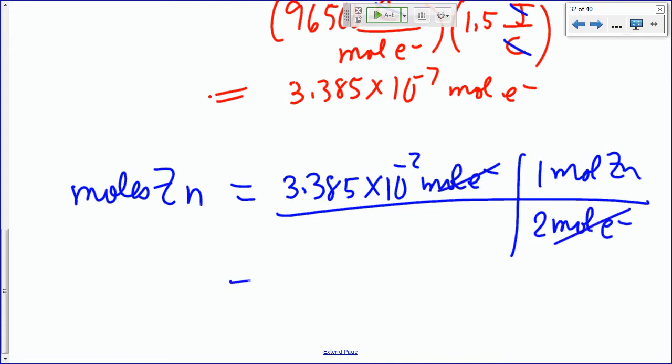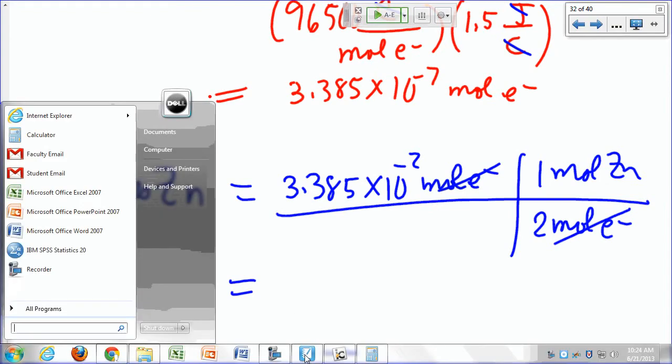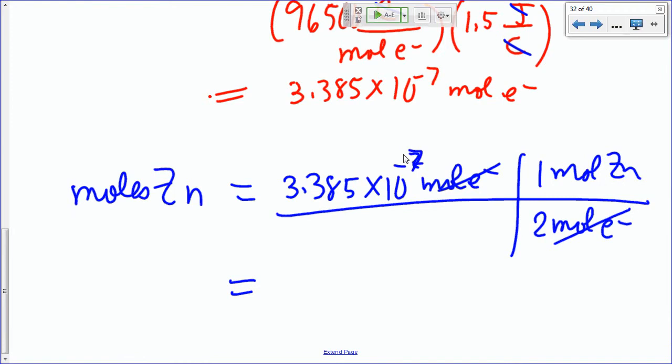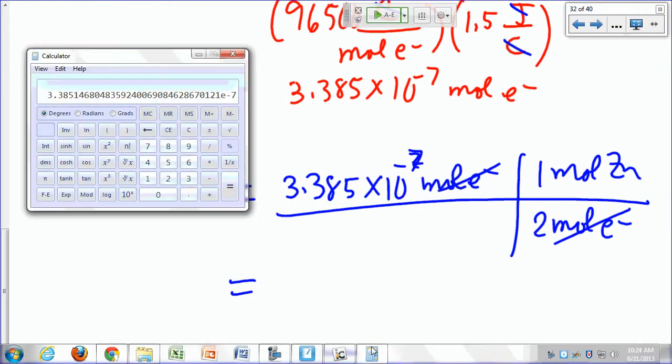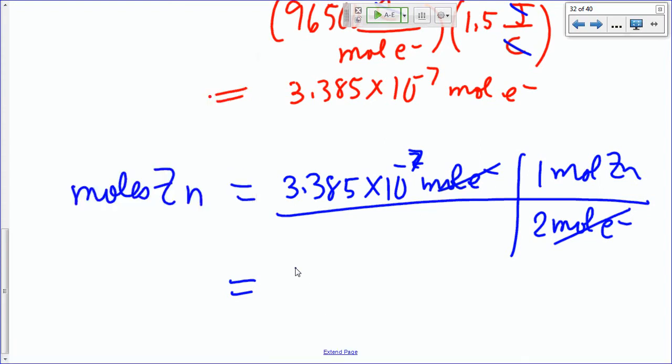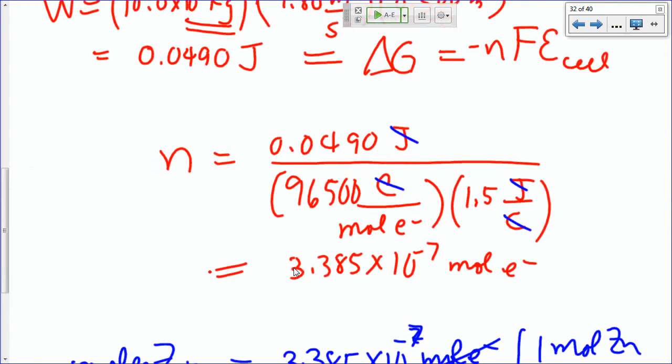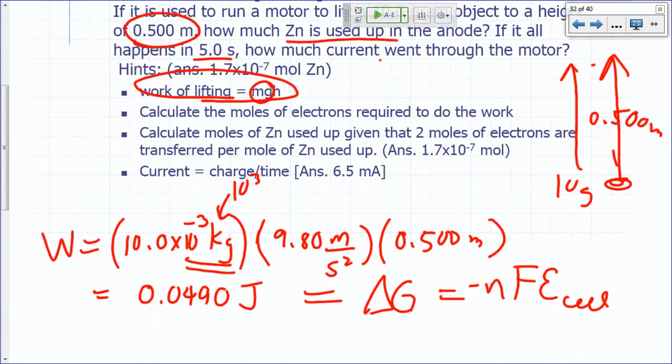Okay? So how many moles of zinc would that be? Divide that by 2. That gives you 1.7 times 10 to the negative 7. With 2 sig figs, 1.7 times 10 to the negative 7 moles of zinc. Okay, so that's the answer. 1.7 times 10 to the negative 7 moles of zinc.